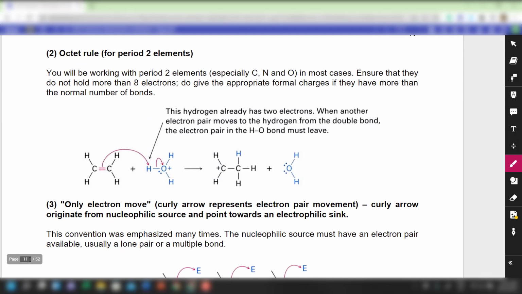And then of course the octet rule, very important, because remember that period 2 elements, especially carbon, nitrogen, oxygen, cannot hold more than 8 electrons. Okay, at the very least nitrogen can have 7. Or rather, nitrogen can have 7 or 8, but definitely not more than 8.